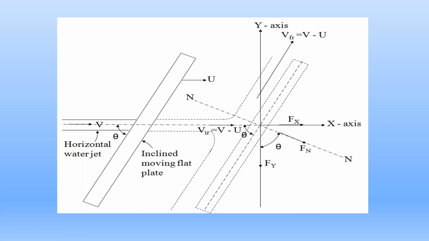To prepare the equation for the force Fn, first you must understand what is the initial relative velocity of the water jet in the direction of force Fn. Check that initial relative velocity VIR is equal to V minus U. That VIR, the initial relative velocity, is acting along the x-axis.